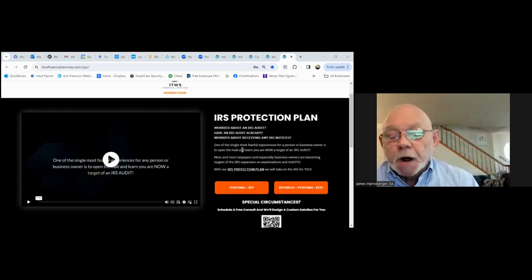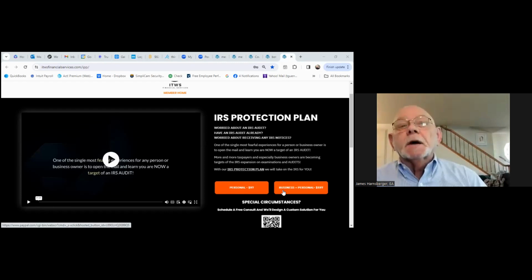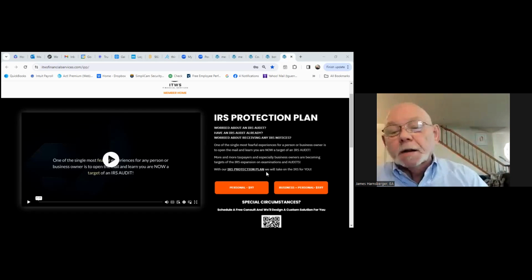If you have a rental property, or if you have a business and or rental property, then you want to enroll in the business, and we'll give you the personal as a bonus and a benefit to that. And that's only $197 a year annual enrollment fee. And again, any notice. And if you just got a notice, go ahead and enroll and we'll still represent you. The point here is that you've got a solution in case you get any notices.